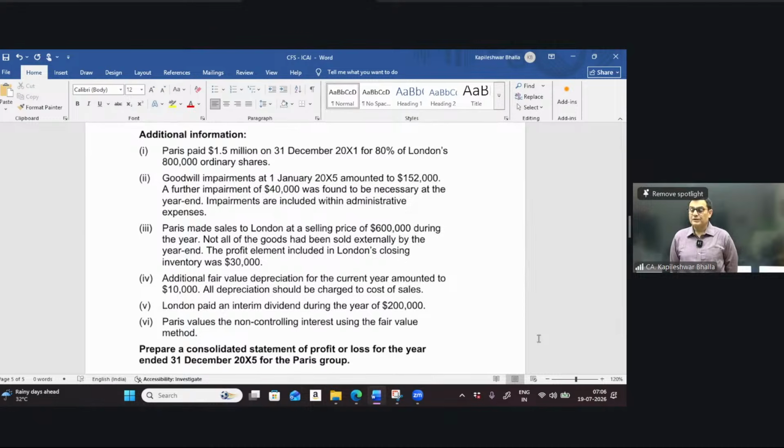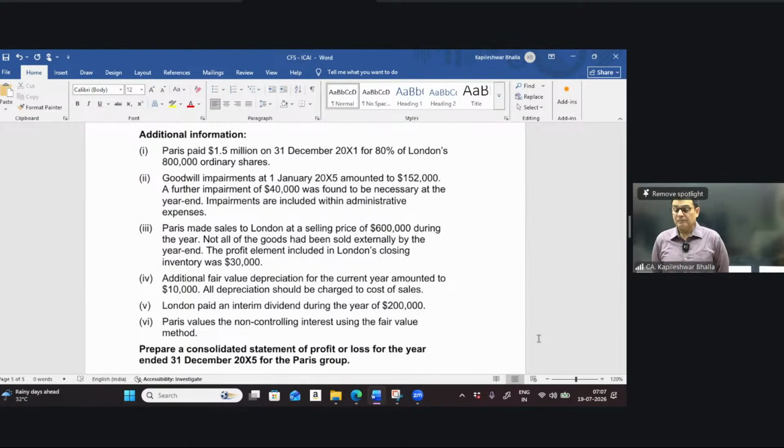Not all the goods have been sold externally by the year end. The profit element included in the closing inventory is given. So we're already given what is the stock reserve, the unrealized profit, and it's a downstream transaction. Then we're also given the additional fair value depreciation for the current year is 10,000, and all the depreciation is taken as a part of the cost of sales.